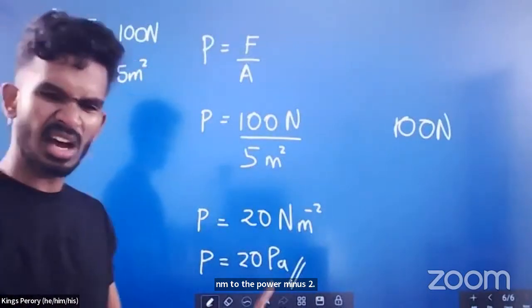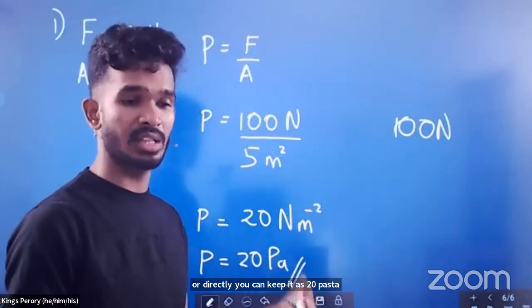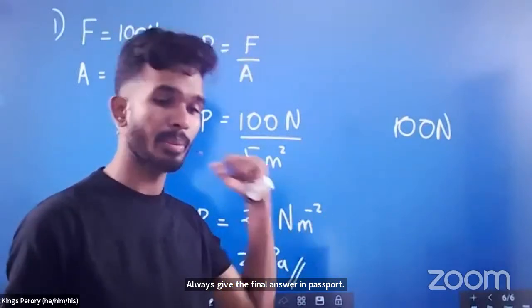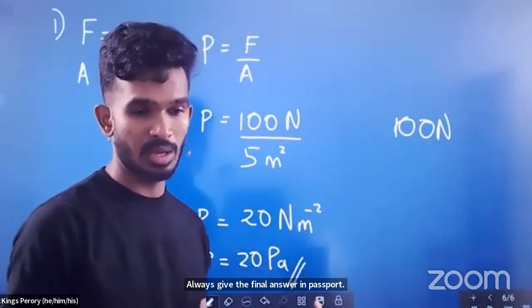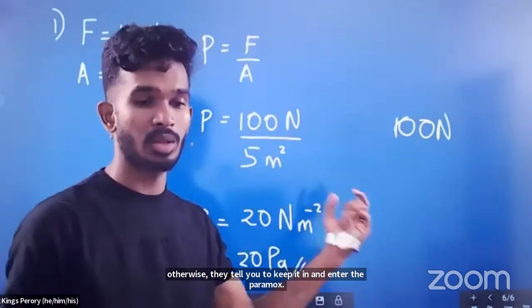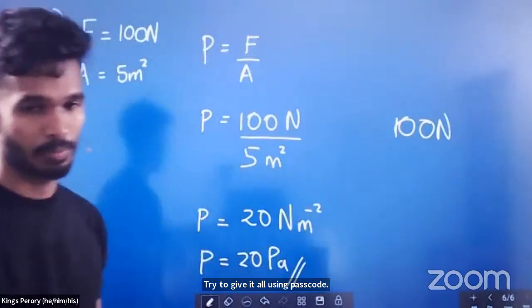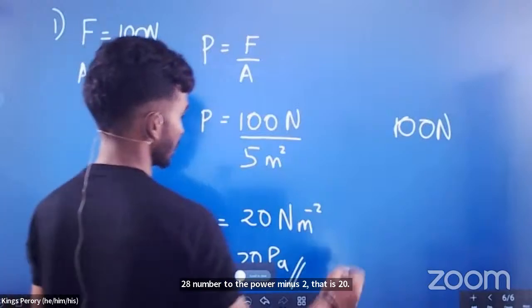Always keep the final answer in Pascal, unless they tell you to keep it in N m to the power minus 2. Try to keep it always in Pascal. 20 N m to the power minus 2, that is 20 Pascal. I hope the calculation part is clear.